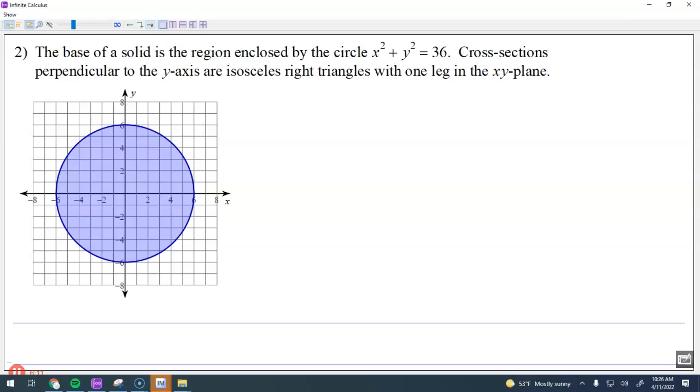Okay, so I'm going to start with isosceles right triangles with one leg in the xy plane. So perpendicular to the y-axis, it's going to look like this, a right angle. I got to make it look weird because it's 3D, you know. So something like that, where you get these triangles coming out of the board.